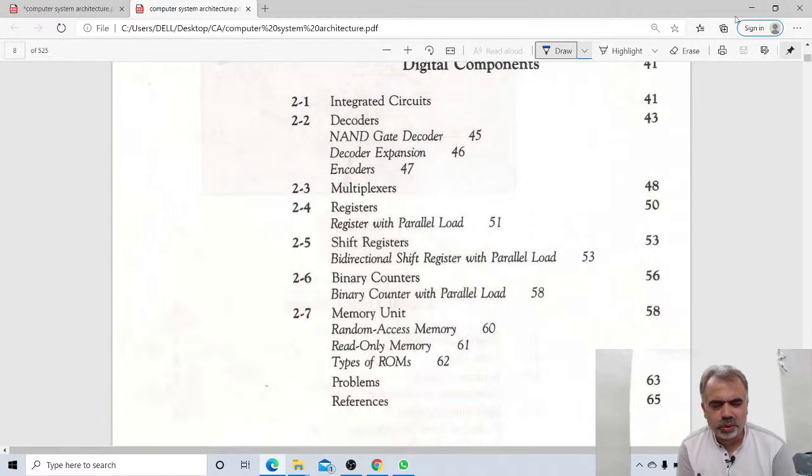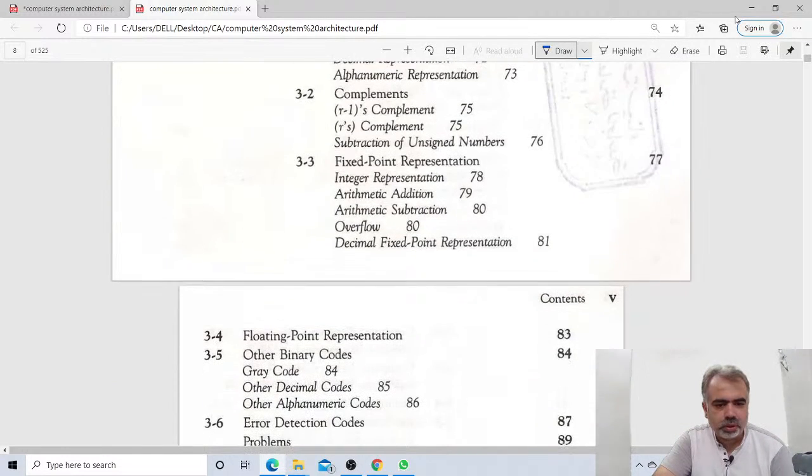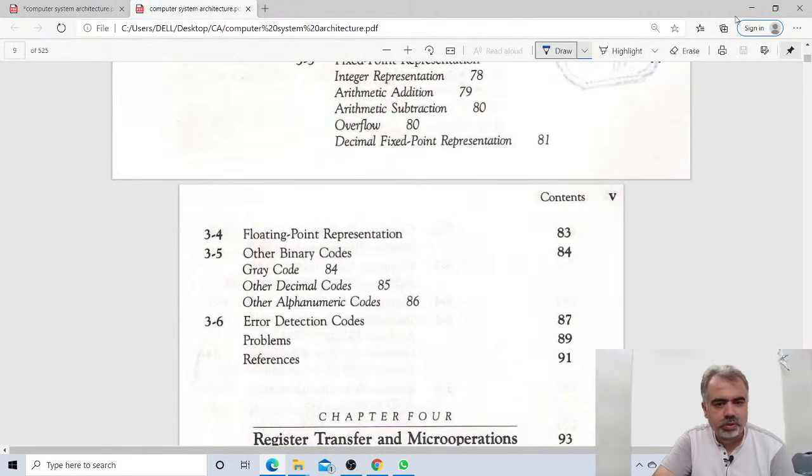I advise you to take a quick read of this chapter, which is again not so important from the exam point of view. Let me quickly move to the third chapter, which is again not important because it is data representation: number systems, hexadecimal, how to convert numbers from octal to hexadecimal, and how to represent numbers. Here they also make you aware of binary codes, gray codes, decimal codes, and error detection codes. All these are basically revision.